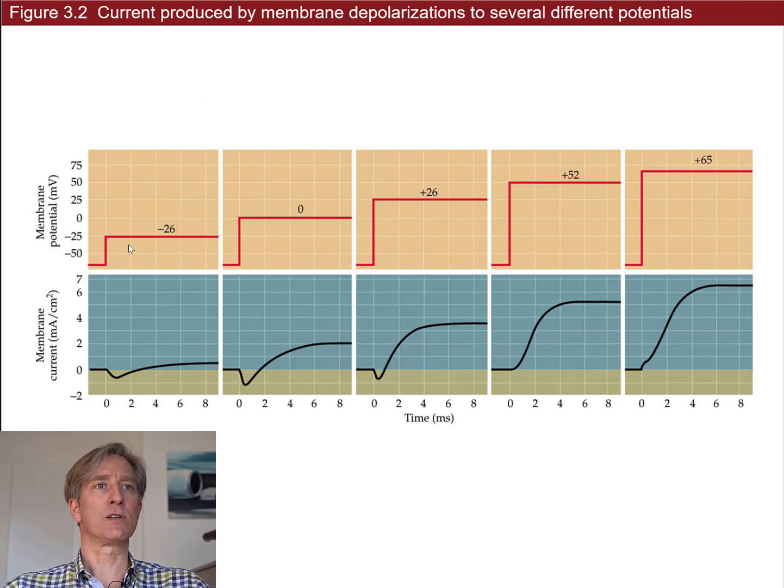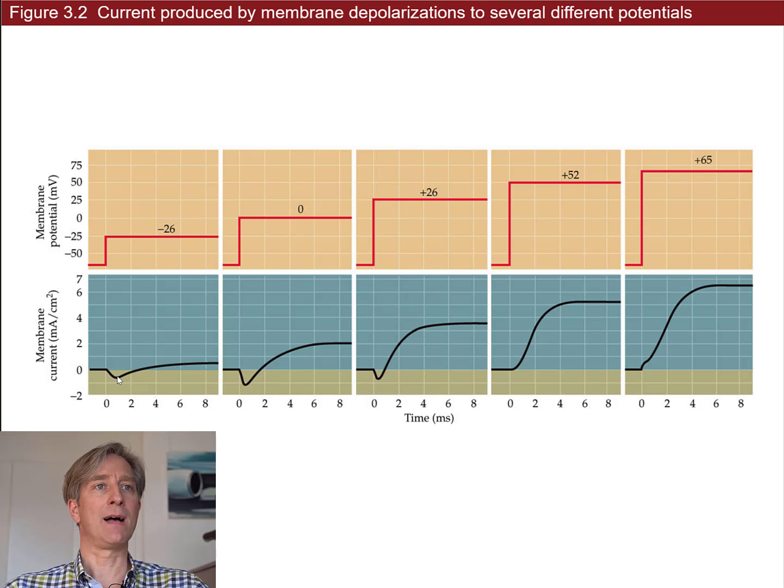Okay, you can repeat this process to many different stepping voltages, from -26 to 0 to 26, 52 and 65 millivolts, and you see at -26 just this brief inward current that is transient, and then a tiny delayed current. And as you keep increasing the voltage, this inward current first increases, this transient, and then it decreases until it becomes 0 or maybe positive over here. And the steady current actually increases with the stepping voltage.